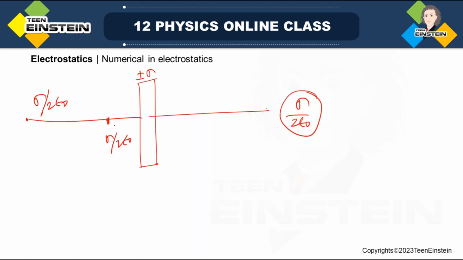But one thing we need to remember is that if this is positively charged, then the field will be positive here. If it is negatively charged, then it will be negative here. So positive here, negative here, if it is positively charged.